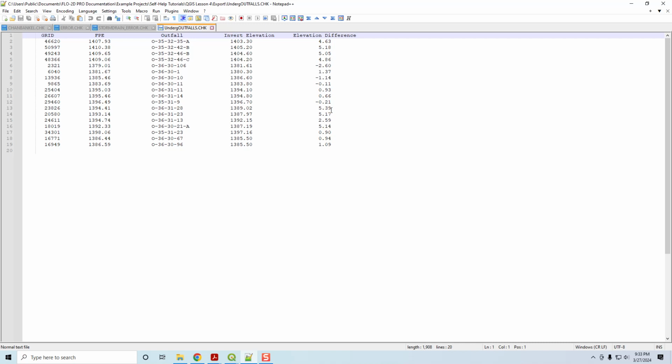Now this one is called elevation. These are underground outfalls, so these would show you your bubble ups. This would be your grid element elevation on the left and the invert elevation of your outfall in this column, and then this would be the elevation difference. I'm not sure why this is coming up as a negative value, so we will be checking the elevations on those.